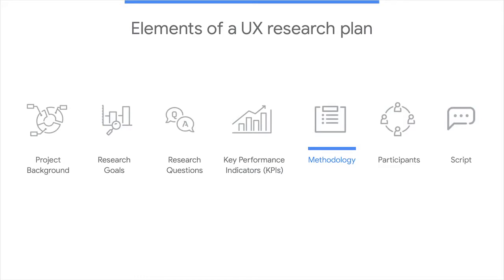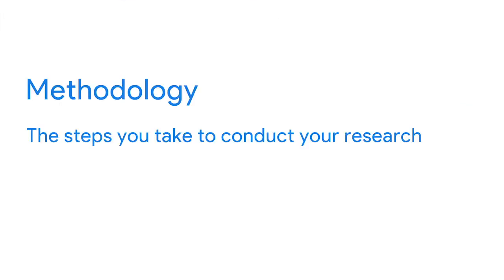Methodology is the 5th element of your UX research plan. The methodology is the steps you take to conduct your research. Your methodology will list the procedures you'll use while collecting the information you need to answer your research questions. This should include the time and place of the product tests and interviews, as well as who will conduct them and how. There are a few reasons why you want to include methodology in your research plan.